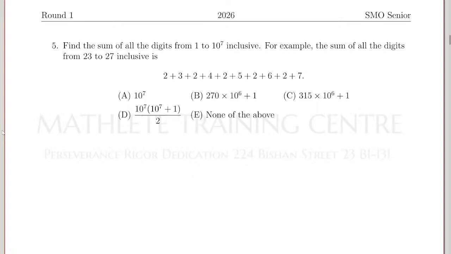Question 5. Find the sum of all the digits from 1 to, I think this is 10 million. For example, the sum of everything from 23 to 27 is given as follows. The idea is to put what we call padding zeros, basically zeros in front of the numbers so that we can add them up easily.